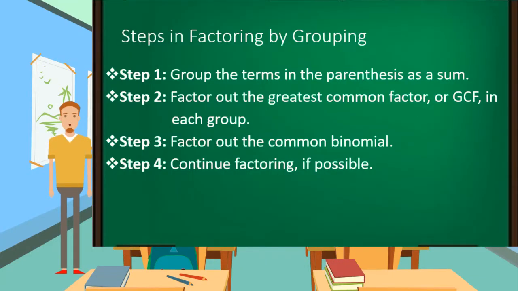Steps in factoring by grouping. Step 1. Group the terms in the parenthesis as a sum. Step 2. Factor out the greatest common factor, or GCF, in each group. Step 3. Factor out the common binomial. Step 4. Continue factoring, if possible.